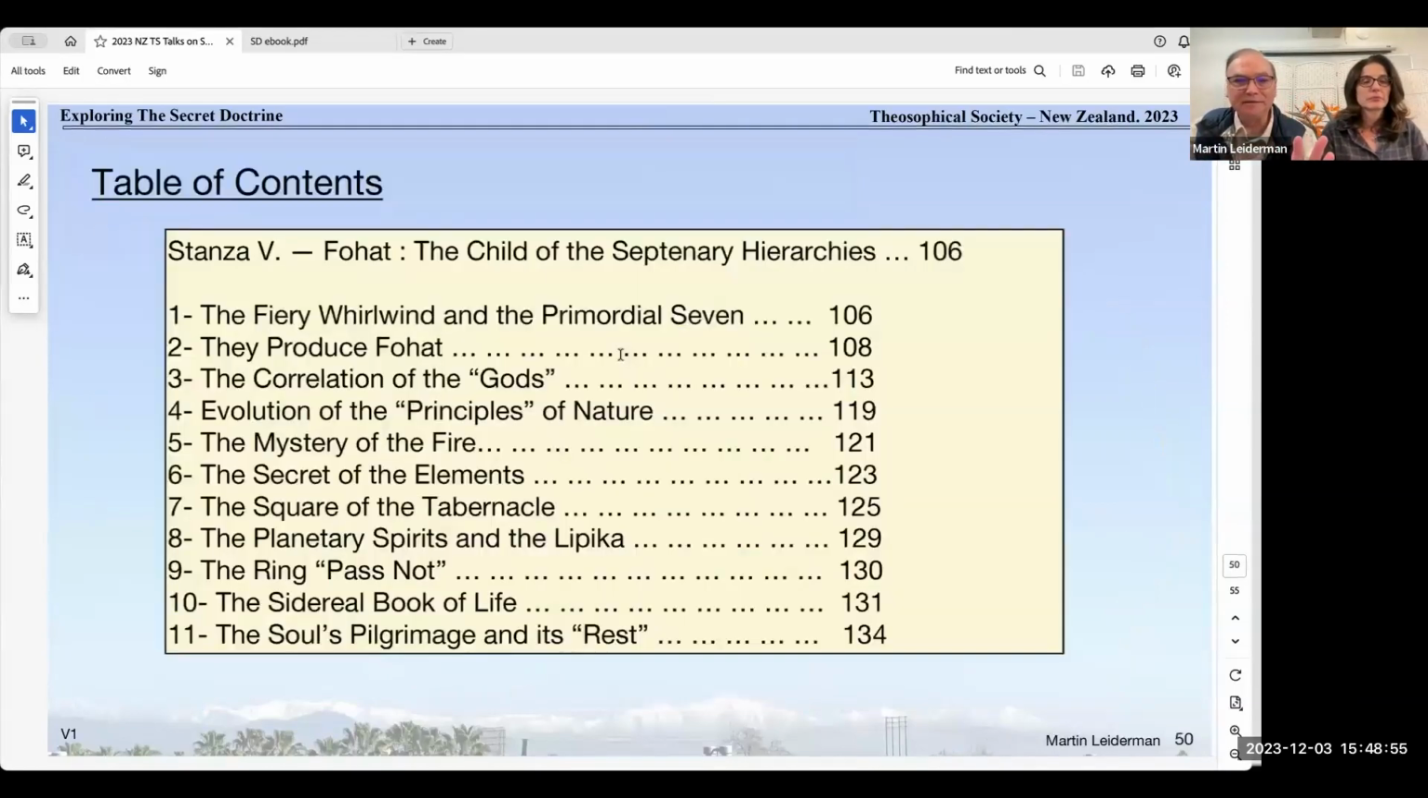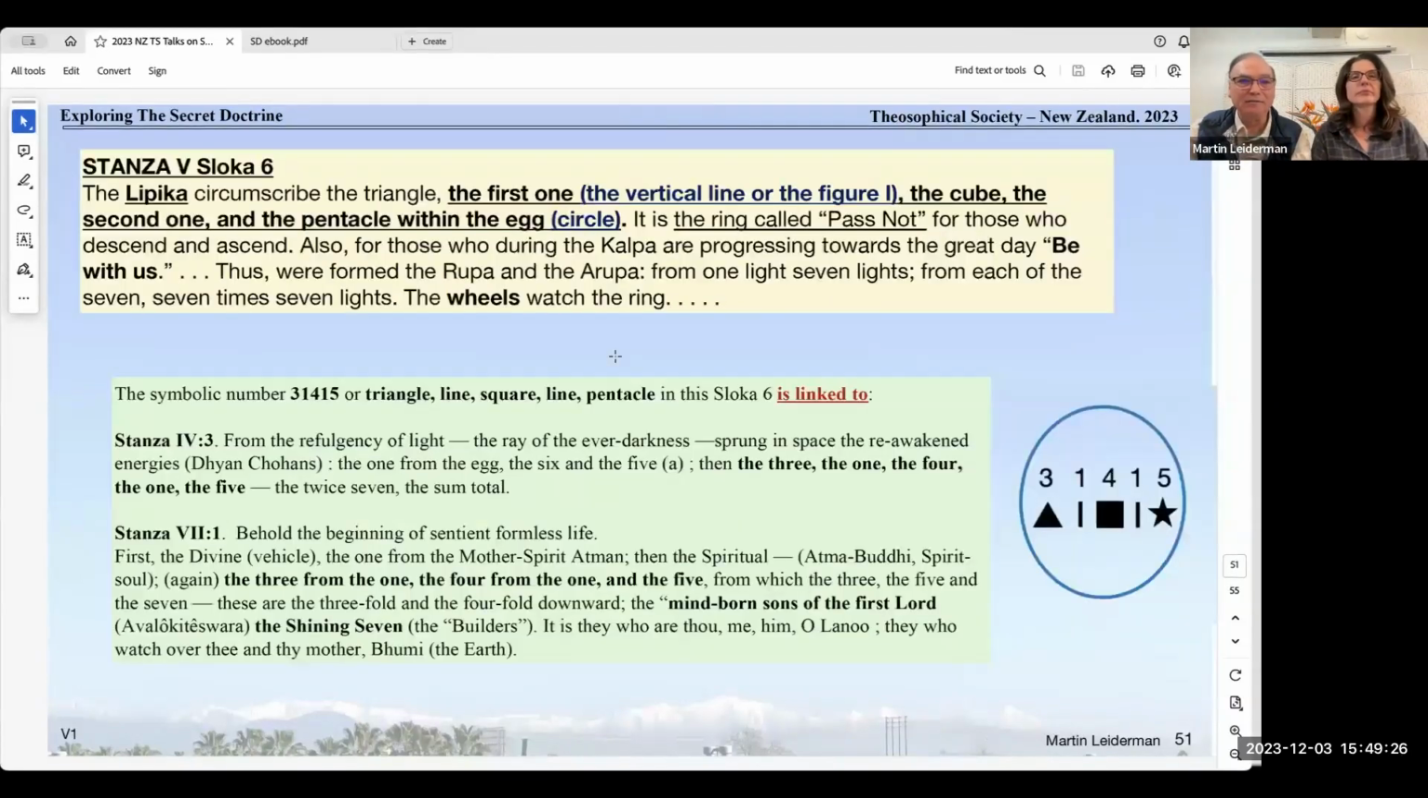illustrations will help you a lot. Don't forget that Blavatsky expanded the topics of the stanzas themselves in her commentaries. This is from the table of content. You see that? The square of the tabernacle. Tabernacle is our body, the vahan in India, the vehicle to manifest and descend in lower realms or planes and so on. Don't forget to look at everything else.